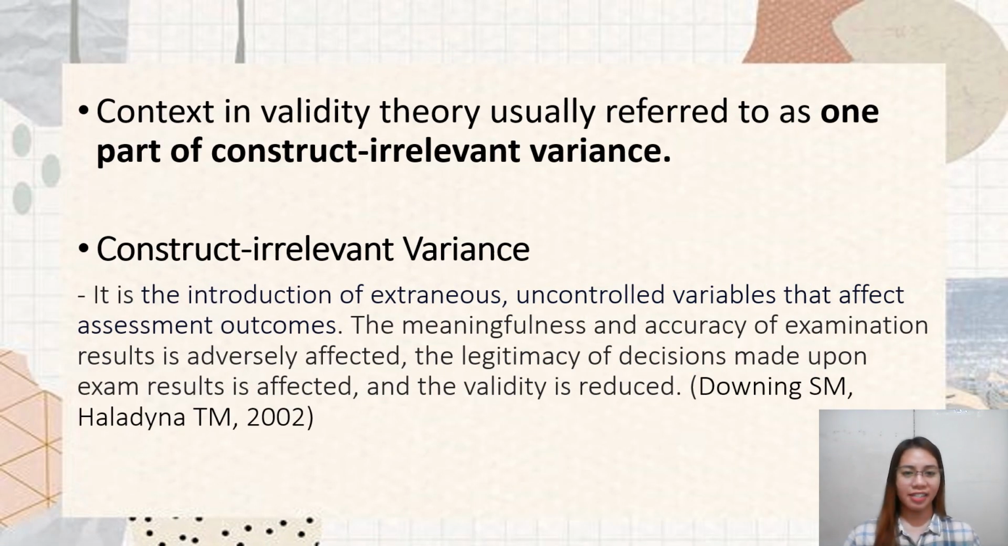So context in validity theory is usually referred to as one part of construct irrelevant variance. According to some writers, construct irrelevant variance is the introduction of extraneous, uncontrolled variables that affect assessment outcomes. The meaningfulness and accuracy of the examination is adversely affected, and the legitimacy of decisions made upon exam results is affected as well, and the validity is reduced.